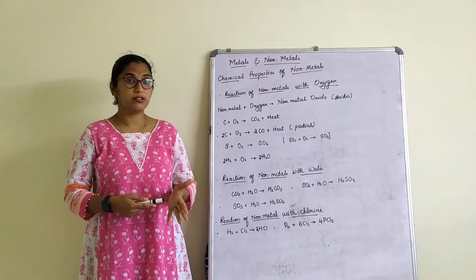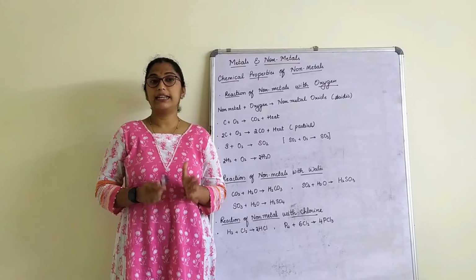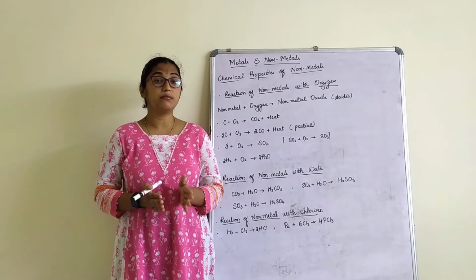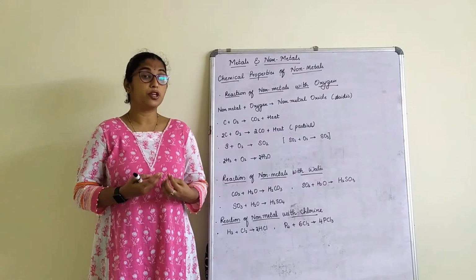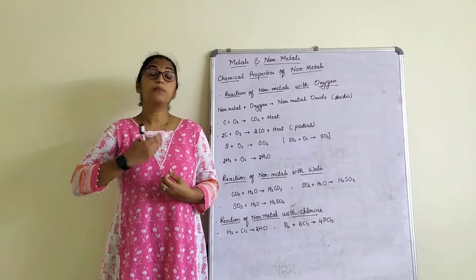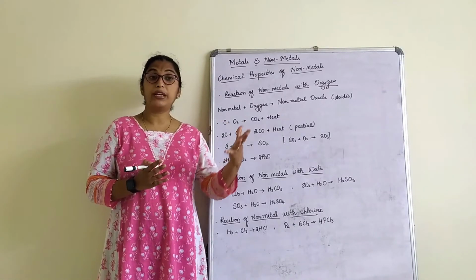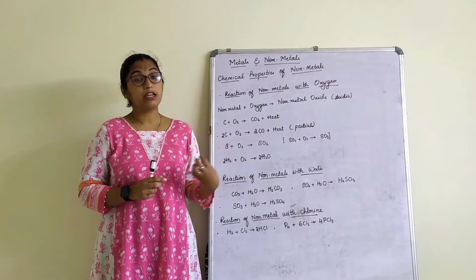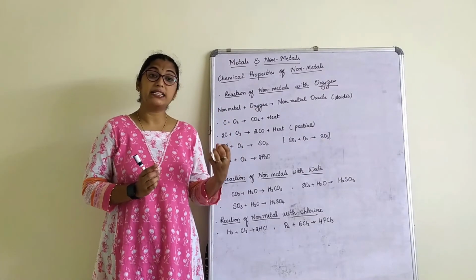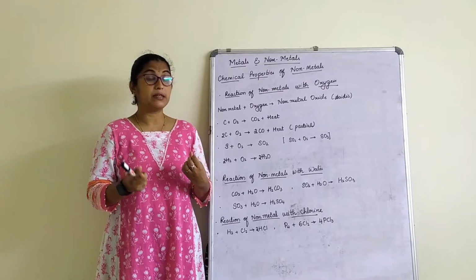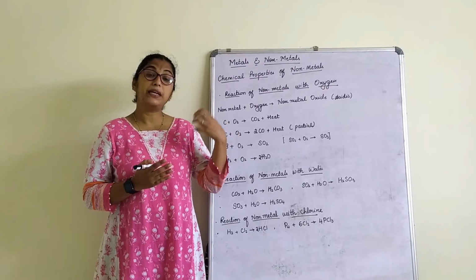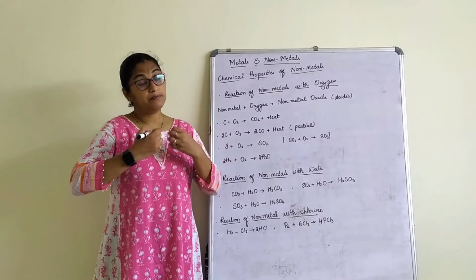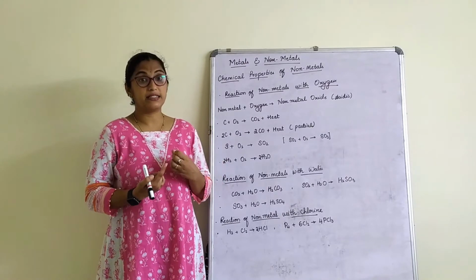So what are amphoteric oxides? Basically, zinc oxide and aluminium oxide are termed amphoteric oxides because they behave both as acidic and basic when reacting with a base and an acid. That means, for example, zinc oxide behaves as an acid if it is reacting with a base, and zinc oxide behaves as a base if it is reacting with an acid.